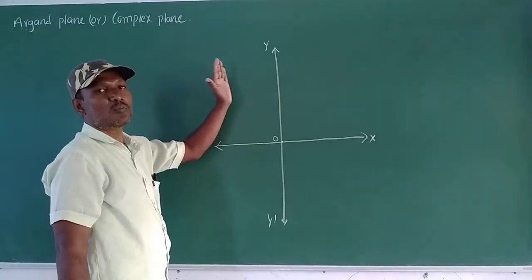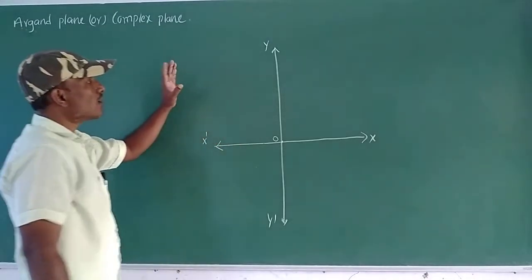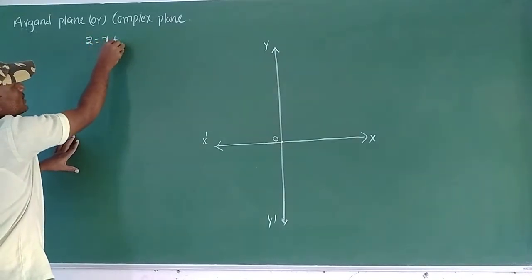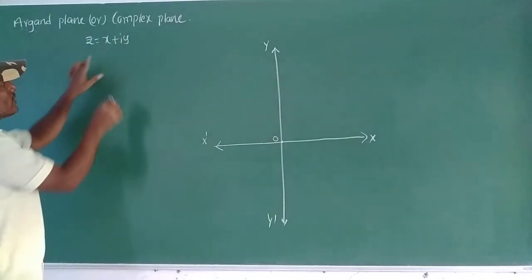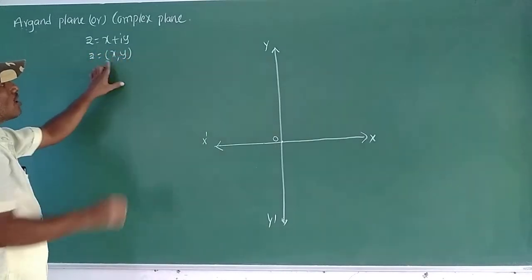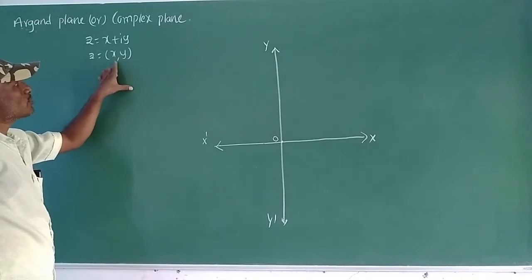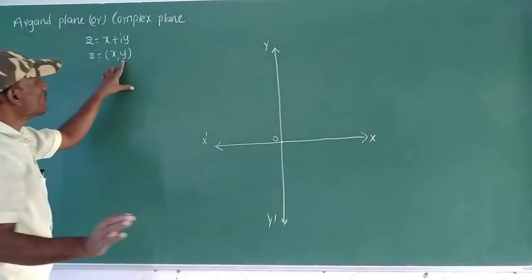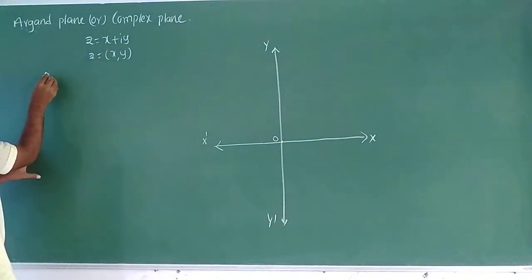I will take some complex numbers. Suppose z equal to x plus iy. Here z equal to (x, y). This is an ordered pair, one point, the ordered pair (x, y). Suppose I will take some complex numbers.